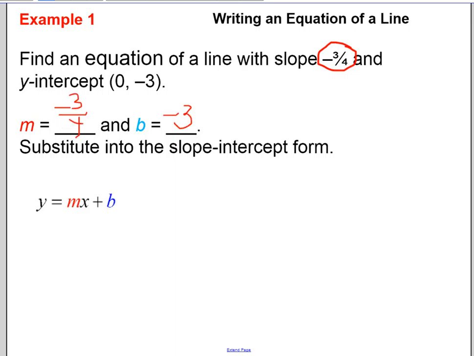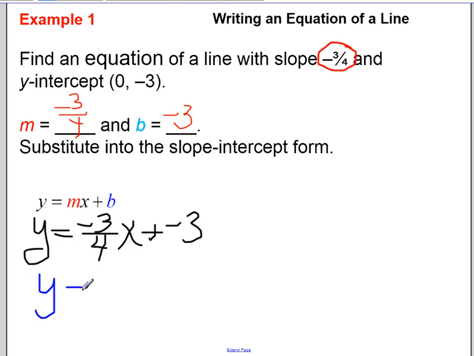So our equation of the line is found by substituting in the given value for m of -3/4 x plus b, which is -3. Now we're going to write this as y equals -3/4 x. Instead of writing this as plus a -3, we're going to write this as minus 3.